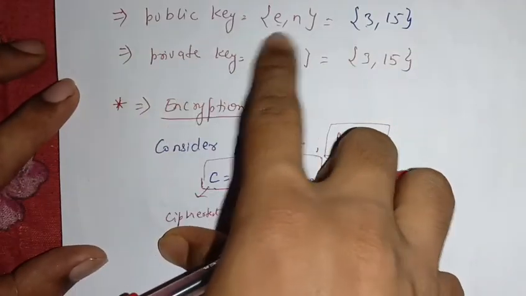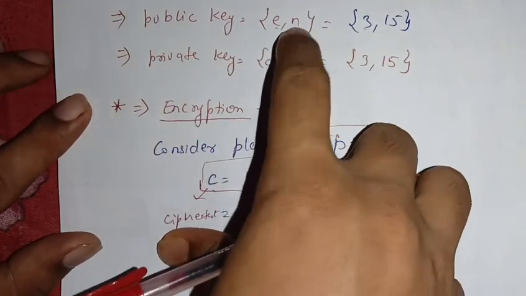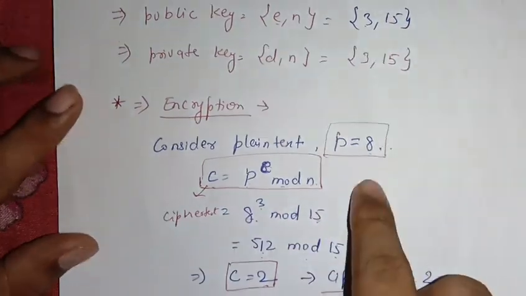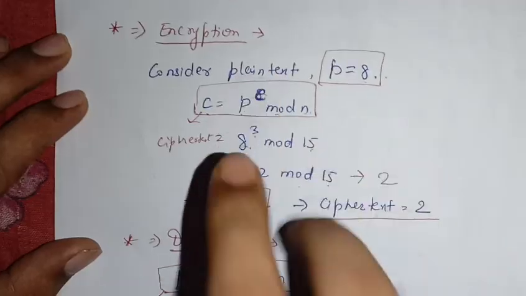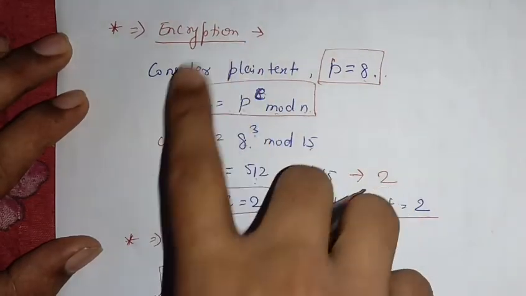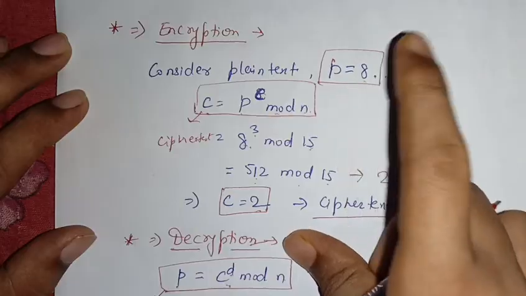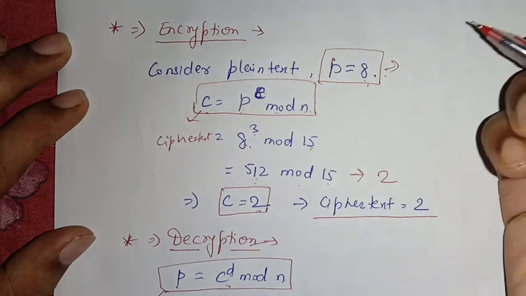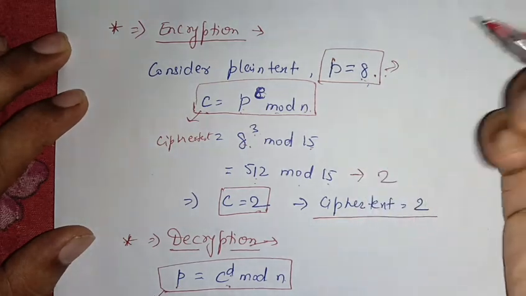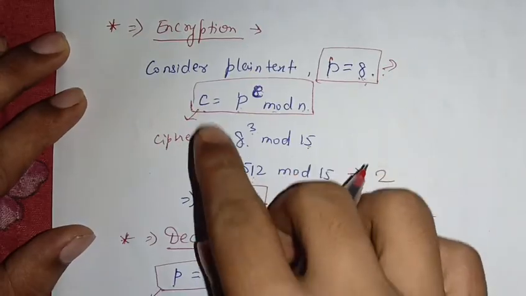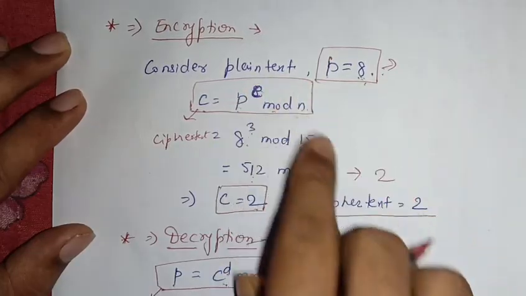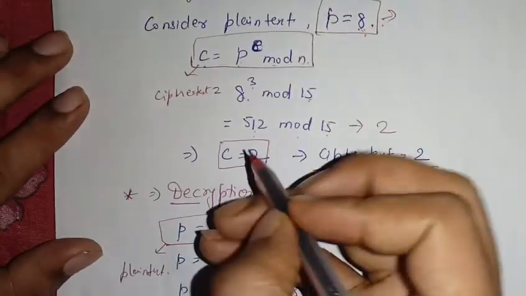Now the public key formula is E comma N, and the private key formula is D comma N. N we already got, E we already got, D we already got. Then the public key and private key are mentioned here. Then we need to do two things, encryption and decryption. Encryption: consider plain text P equals 8. It's up to you whatever plain text you need to work with. It can be 8, it can be 7, anything. So we have assumed 8. The formula is C equals P to the power E mod N. Everything we have got, just put the values in this formula. We got the ciphertext as 2.